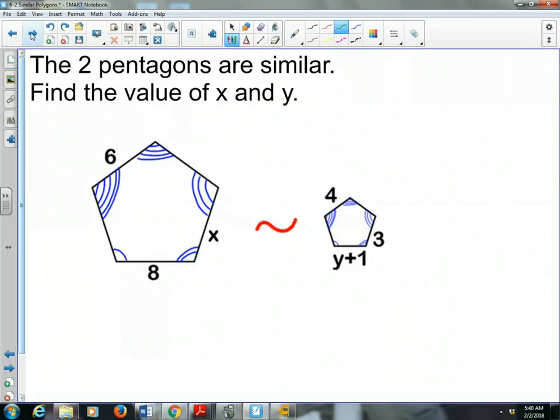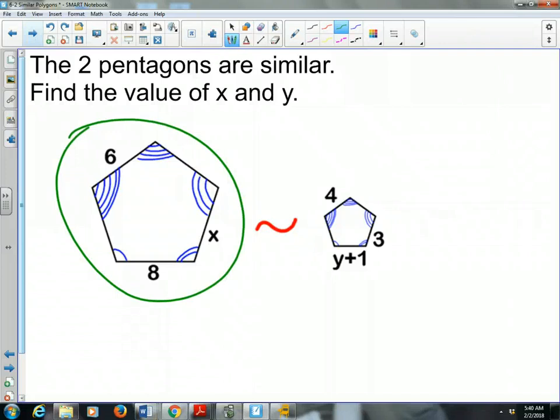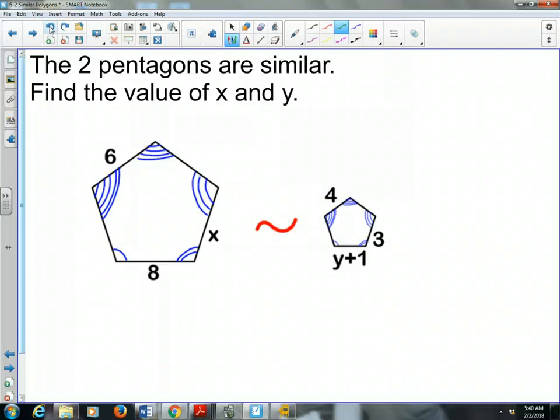We have a larger pentagon and we have a smaller pentagon. And this symbol right here is very important. It says that they are similar. So if they are similar, we could set up a proportion to solve for their side lengths. So if I just look at this one for a moment, I'm going to say what sides correspond to each other. The 6 right here is in between the 4 arcs and the 5 arc angles. And the 4 is in between the 4 arc and the 5 arc angles.